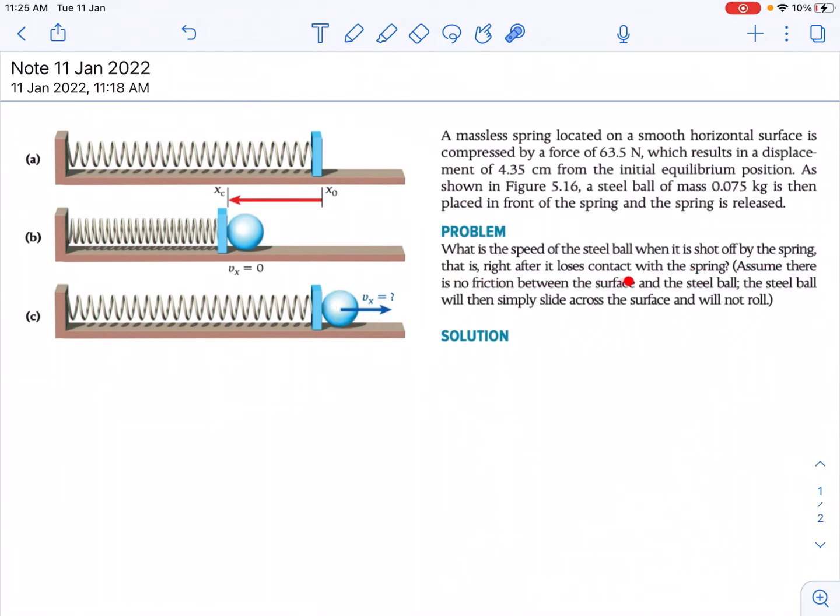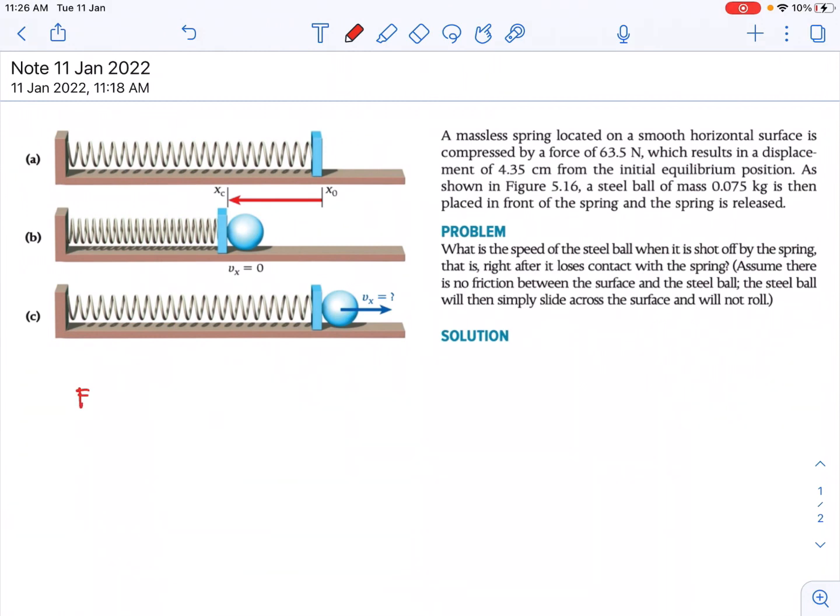Assume there's no friction between the surface and the steel ball, and the steel ball will simply slide across the surface and will not roll. So we do not worry about any friction. We need to solve for the speed of the ball when it is shot off by the spring, this velocity Vx. All right, so first let us identify the givens in our problem.